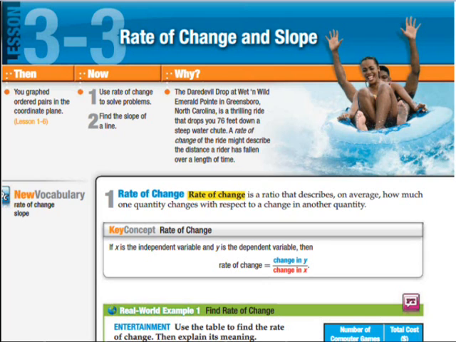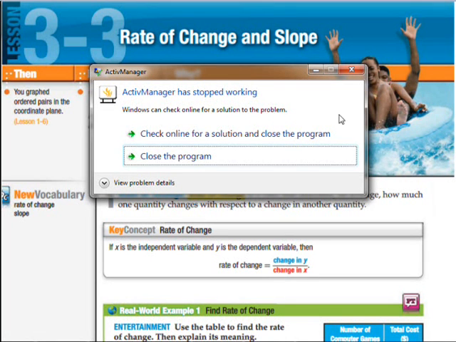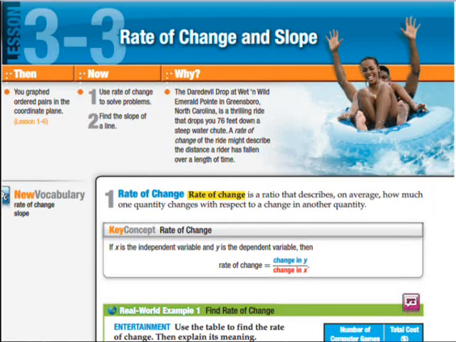All right, everybody. Welcome to the notes on Chapter 3-3, rate of change and slope. So huge, big concept here that you're going to use the rest of your math careers. Really need you to focus and pay attention today so you know what we're doing.